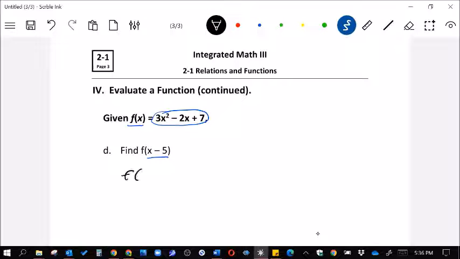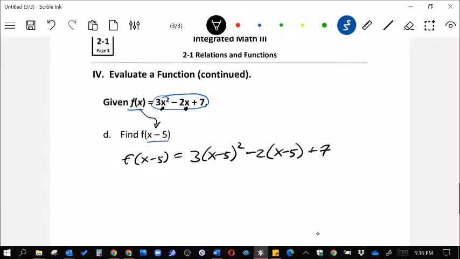It's going to be f of x minus 5 is equal to 3. Well, remember, this is the same as x. So I have to put x minus 5 in place of both of these x's. So I'm going to do exactly that. That's 2 times x minus 5 and plus 7.